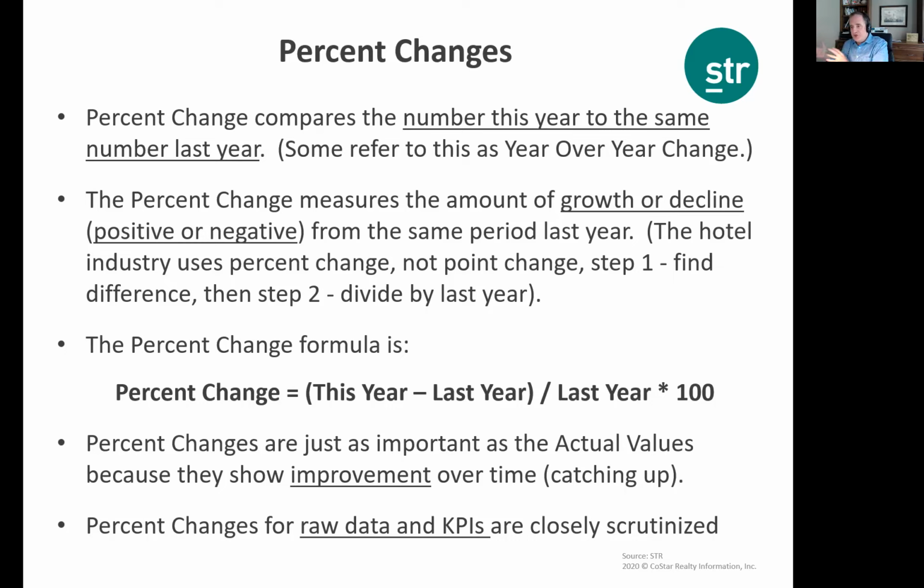So it's not just a point change. A point change would simply be this year minus last year. That's it. But we divide it back into the last year value. And because it is a percentage, we do multiply it times 100.